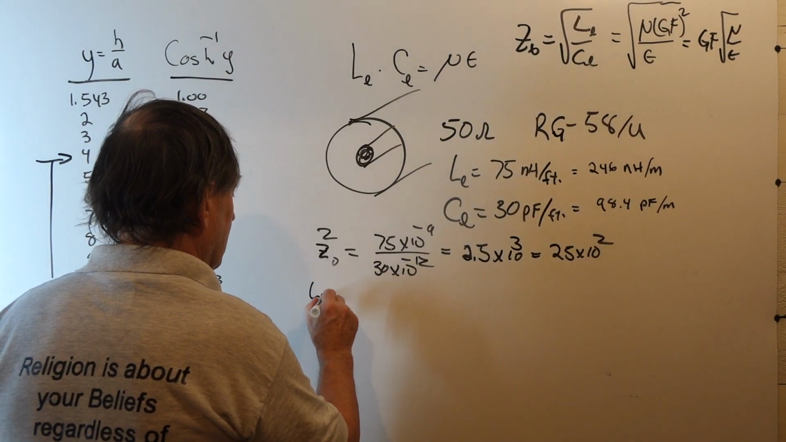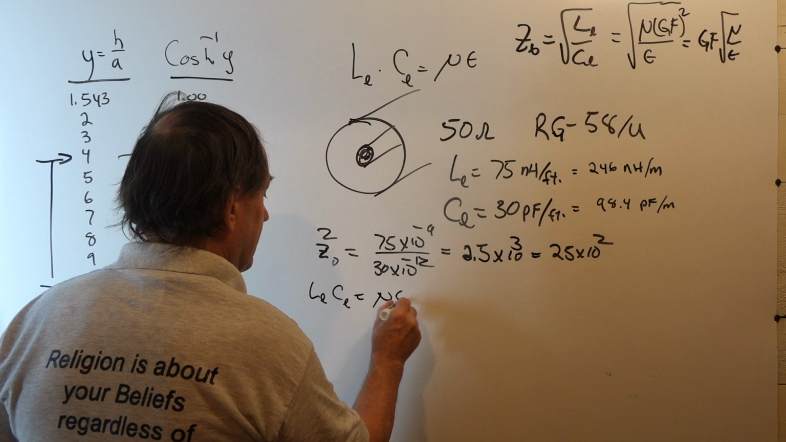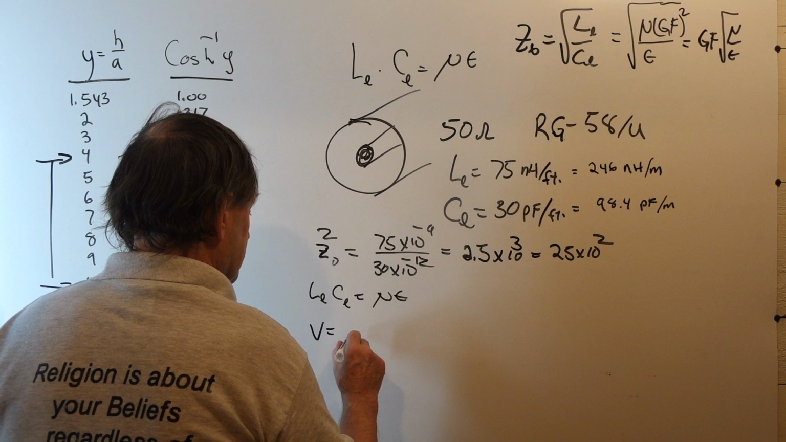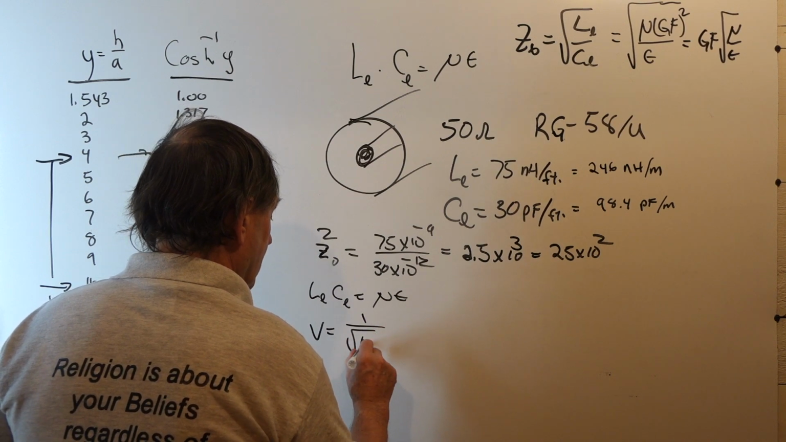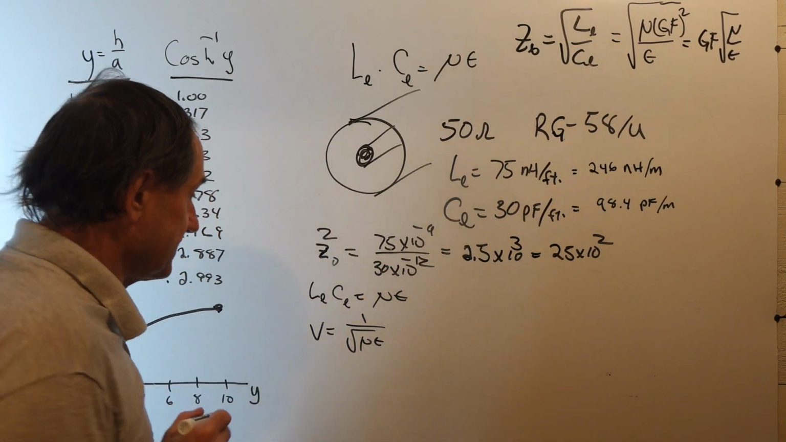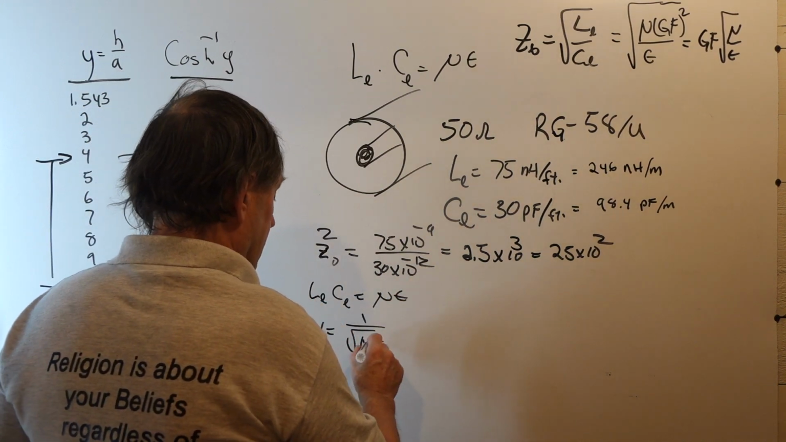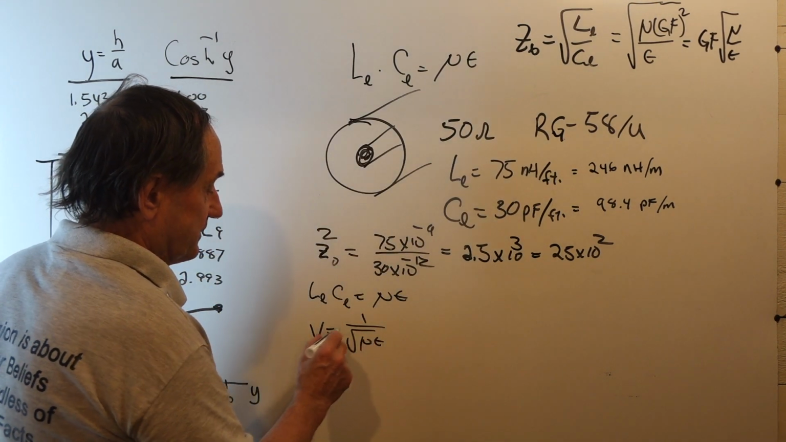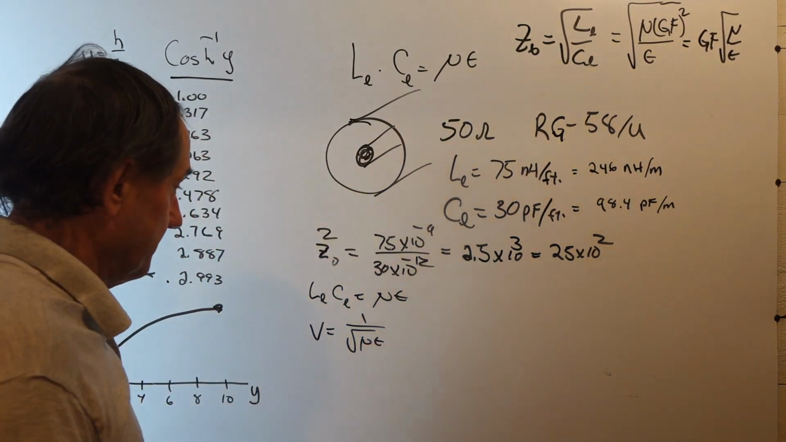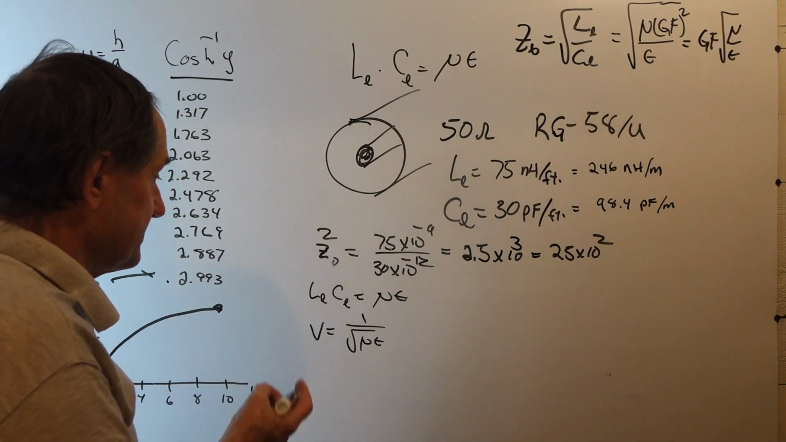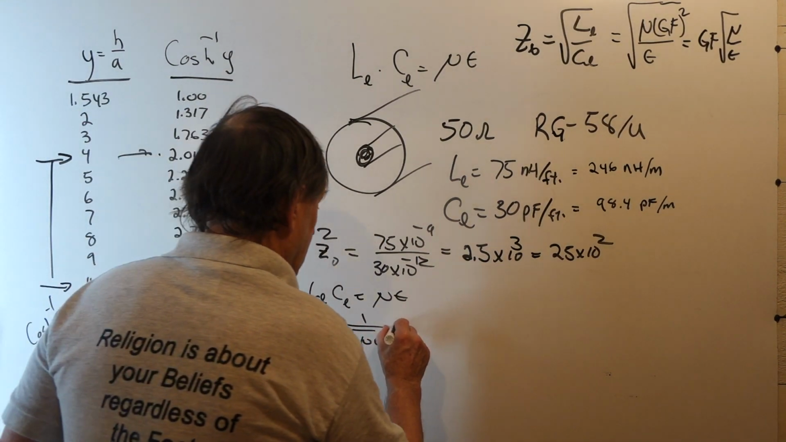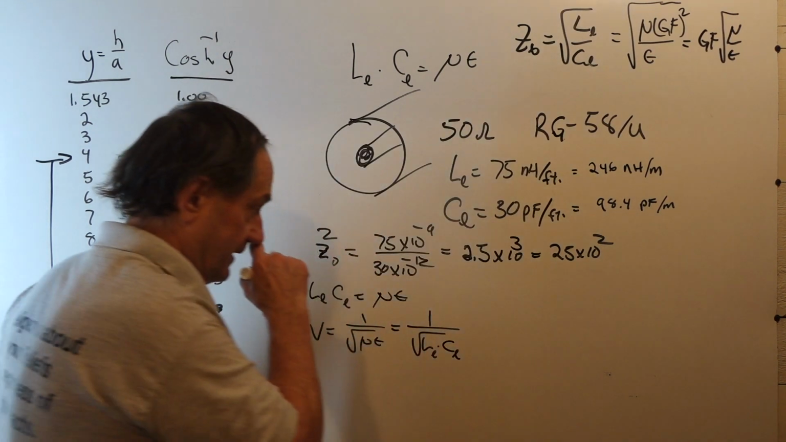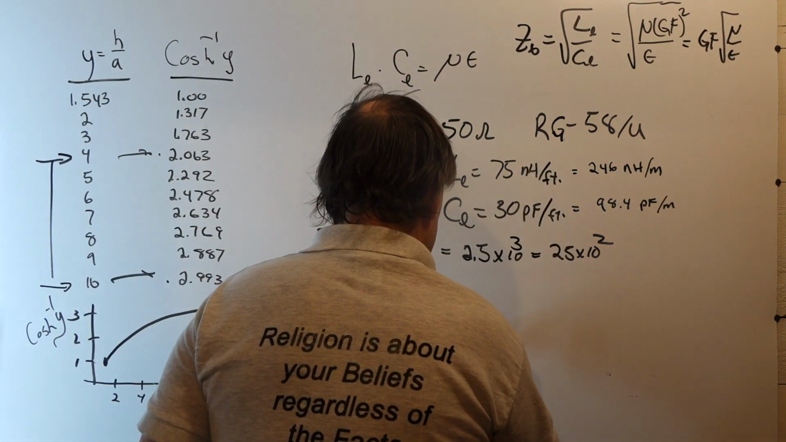Now, we have L per unit length times C per unit length equals mu epsilon. Now the velocity of propagation on a transmission line is 1 over the square root of mu epsilon. We already discussed that. And if we have the free space values of mu and epsilon, we get the speed of light. Now the speed of light in a transmission line is related to its inductance per unit length and its capacitance per unit length. Let's put in these values.